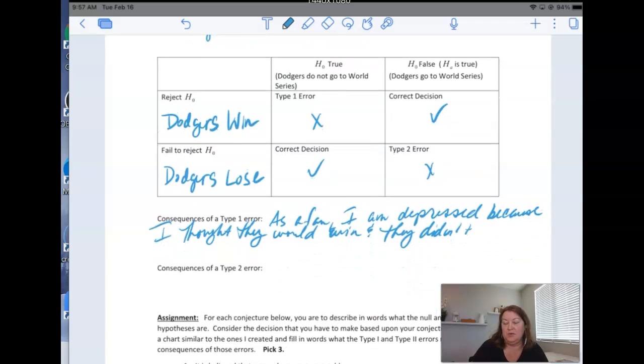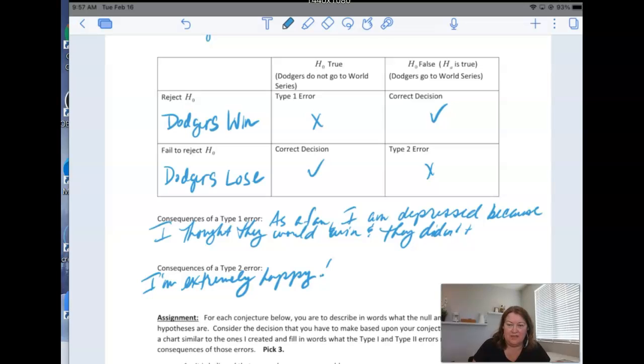Consequences of a type 2. I say that I don't have enough information, so I still think the Dodgers are going to lose, and then they actually end up winning. Well, if I say that they're going to lose and they turn out to win, I'm going to be extremely happy. I'm extremely happy, right? It's almost like me being a Cleveland fan. If I'm going, oh, they're going to lose and then they actually win, I'm happy to be wrong in that case, right? But again, which one's the worst one?